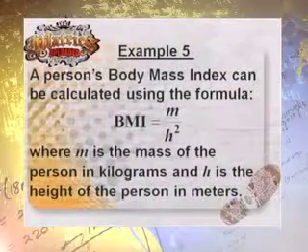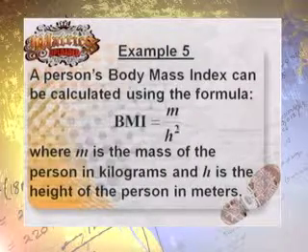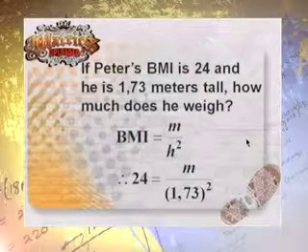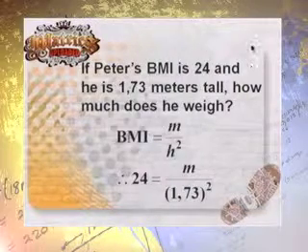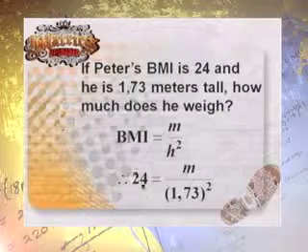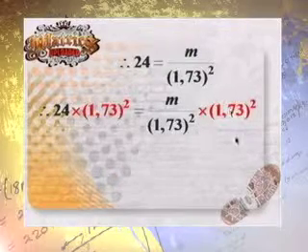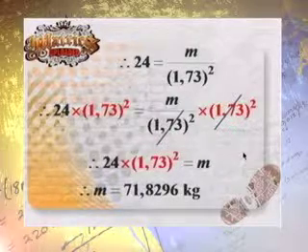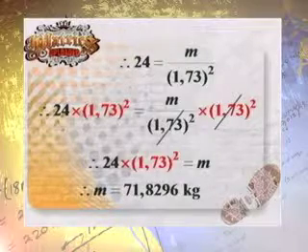Have a look at another one quickly. Body mass. A person's body mass index can be calculated by BMI equals M over H squared, where M is the mass of the person and H is the height of the person. So if I said to you, if Peter's BMI, body mass index, is 24 and he is 1,73 meters tall, how much does he weigh? Well, very easy. There's substituting. 24 is the BMI, the height is this, and you simply use a calculator to do that. If we multiply both sides by the denominator, those cancel, and look what we have. M is equal to this, and you use your calculator to work out this, and there we go. His mass is 71,8 kilograms.